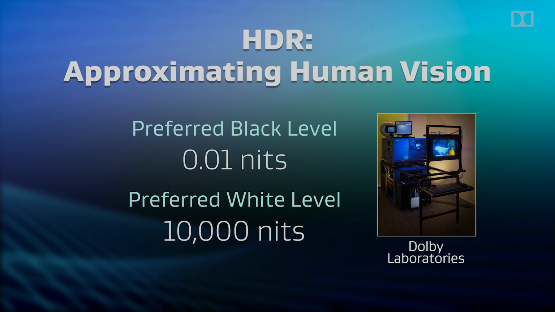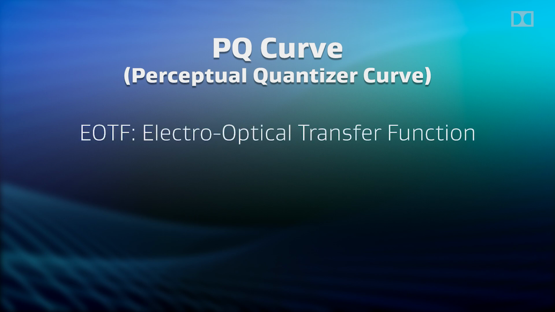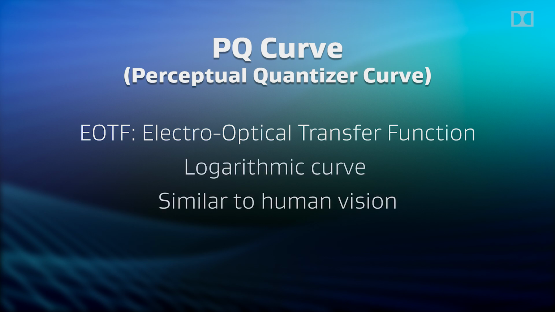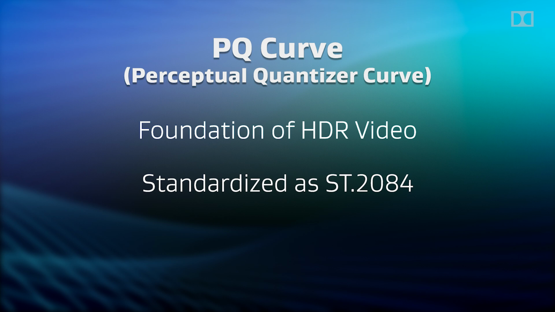These tests, along with other research, became the basis of the PQ, or perceptual quantizer curve, which is also known as an EOTF, an electro-optical transfer function. Unlike traditional video nonlinear gamma curves that were based on CRT physics, PQ is logarithmic and based on human vision. PQ forms the basis for Dolby Vision and other HDR standards like HDR10, and was standardized by SMPTE as ST2084.